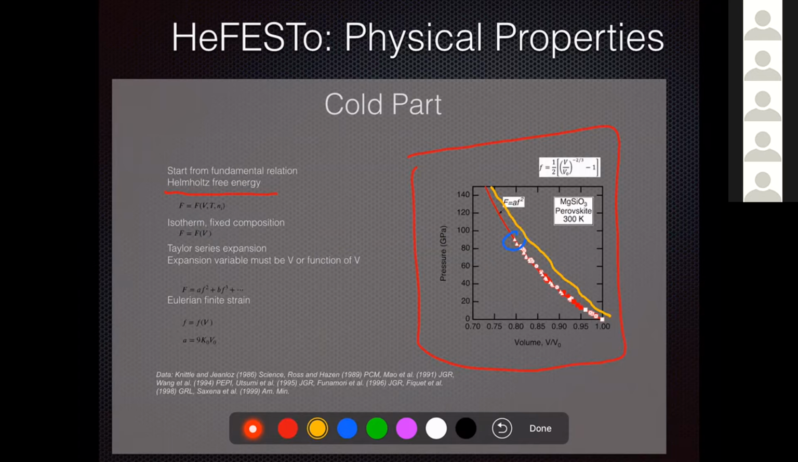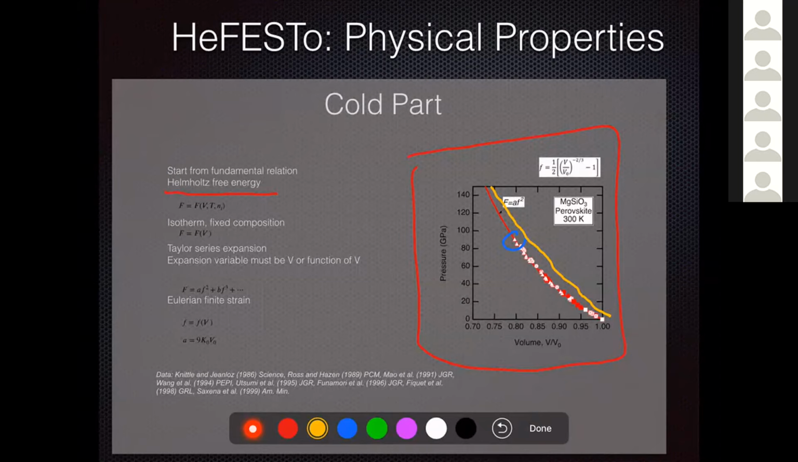So what does the finite strain do? It does a Taylor series expansion, where the expansion variable is the volume. And it turns out that is a really, really good formulation because it converges really quickly. In fact, you see in this image that it converges by using the first term in the Taylor series expansion. Also, those terms in the Taylor series expansion have physical meaning. You can get the bulk modulus out of it, and then you get the pressure derivative of the bulk modulus when you add another term to the Taylor series expansion, et cetera.